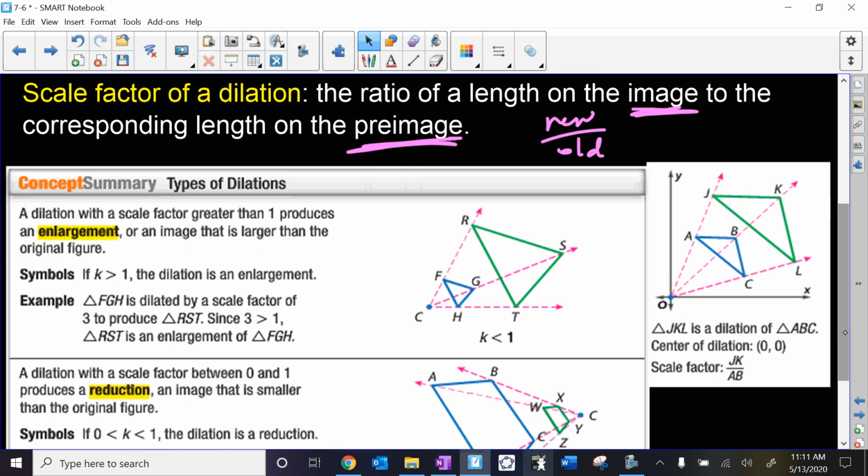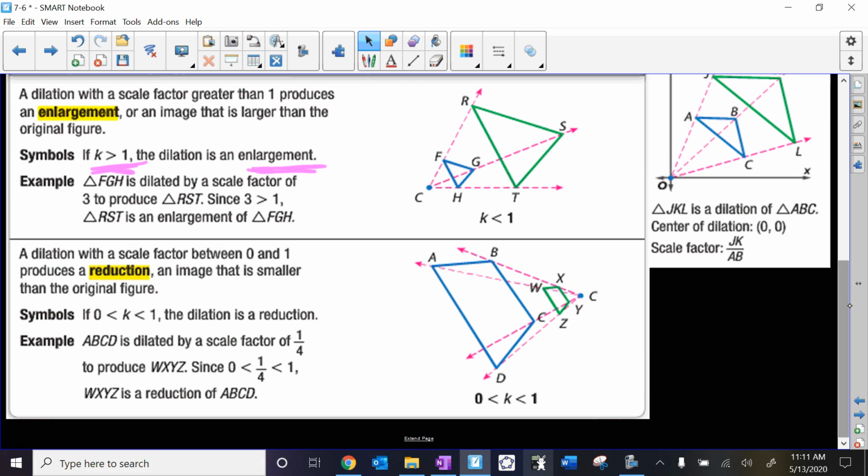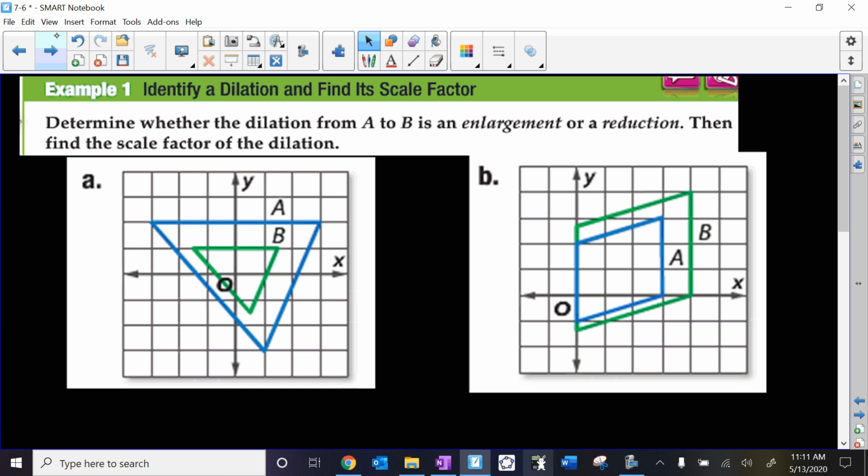If you do your scale factor correctly, you'll come up with the correct scale factor that goes with an enlargement and a reduction. So we're going to identify whether our new shape is an enlargement or reduction. If you write enlargement, you should have a scale factor that's bigger than 1. And if you have a reduction, you should have a scale factor that is between 0 and 1. Right? So let's look at a couple examples.